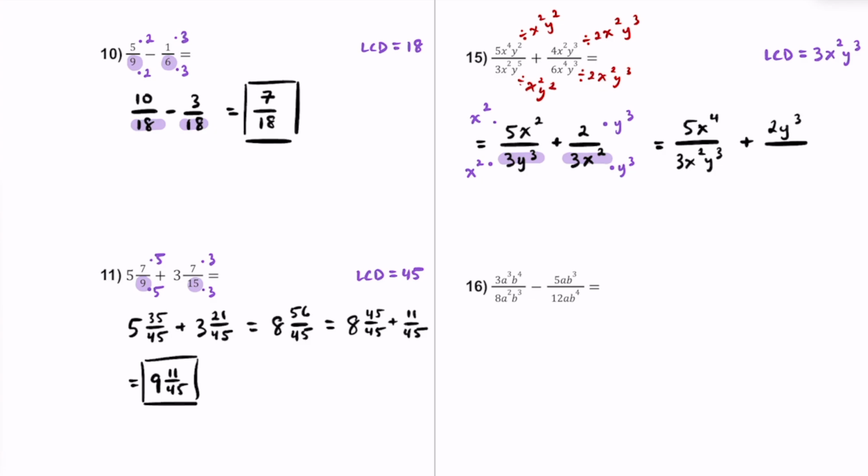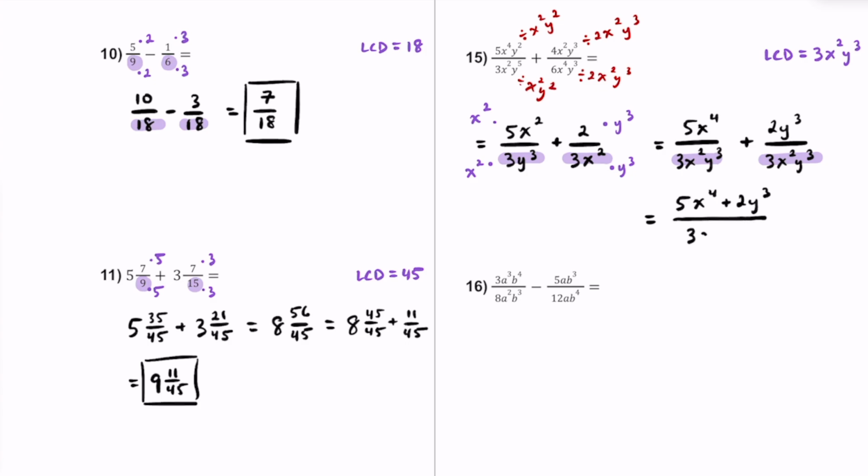This is going to be on top of 3x squared y cubed. So notice here that these now have common denominators, and it's the least common denominator between these two expressions. But because they have the same denominator, you can now rewrite this as one fraction. So we can write 5x to the fourth power plus 2y to the third power. We can't really do much with that. We're just going to leave it just like that.